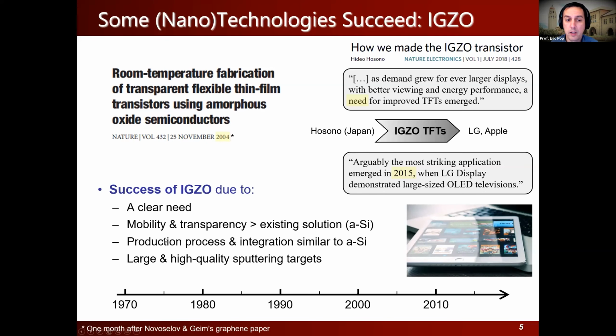For example, the mobility and the transparency were better than the existing solution, which was amorphous silicon in displays at the time. And then it turns out the production process and the integration into displays were actually very similar to amorphous silicon. It can be deposited over very, very large areas, and people didn't really have to invest greatly into new equipment and so on, right? And people could also get sputtering targets and so on. So again, to me, this is a remarkable success story.